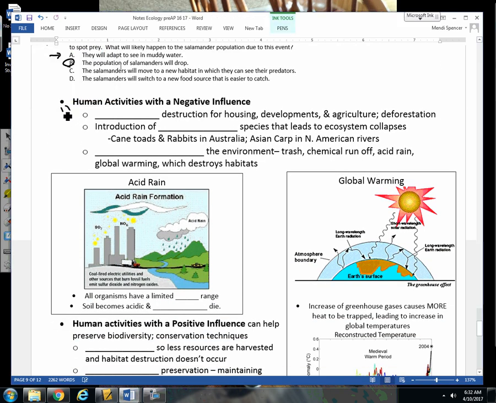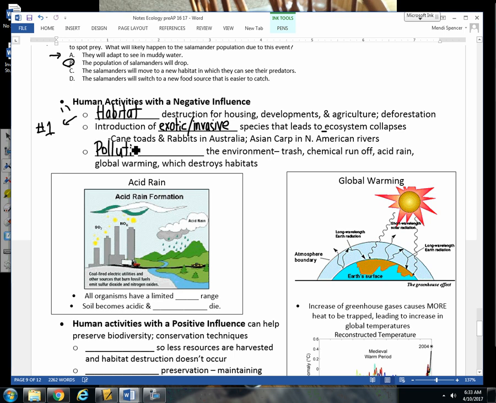We're going to take a second to look at human activities with a negative influence, and as I mentioned before, habitat destruction is the number one cause of populations going extinct. We've seen examples of introducing exotic species, or sometimes they're called invasive species, or introduced species. And since they do not have a natural predator, then they will outcompete the native species and drive them to extinction. When we have a loss of biodiversity, then that can cause an ecosystem to collapse.